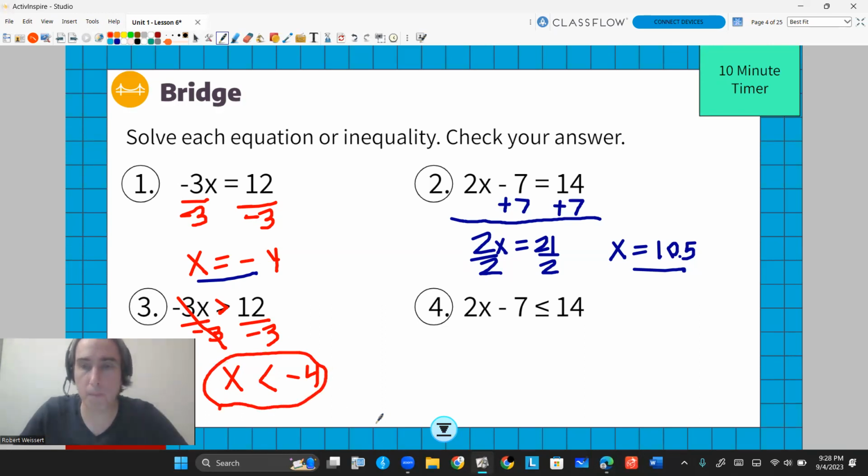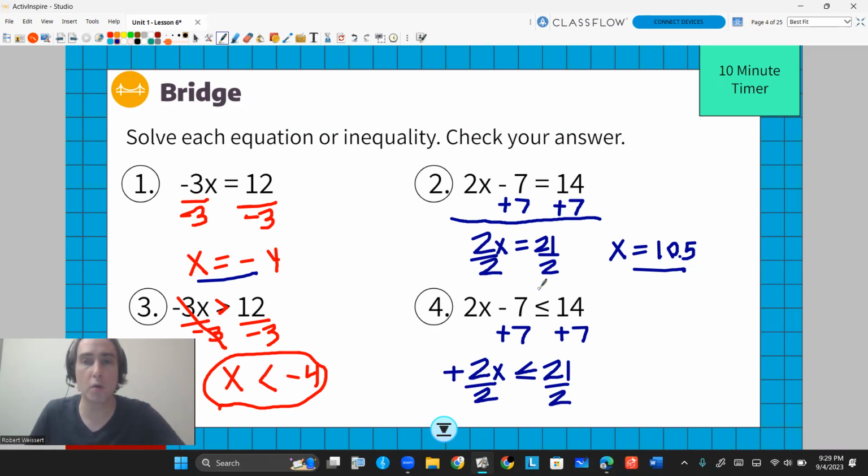Question 4. Question 4 is number 2, but with an inequality. This is 2x minus 7 is less than or equal to 14. We're going to solve it in the same way we did number 2. So we're going to add 7 to both sides and get 21. And you'll have 2x is less than or equal to 21. We're still going to divide both sides by 2 and get 10.5. Now, because that is a positive, there is no need to change the direction of the inequality. So we're going to leave that as x is less than or equal to 10.5.